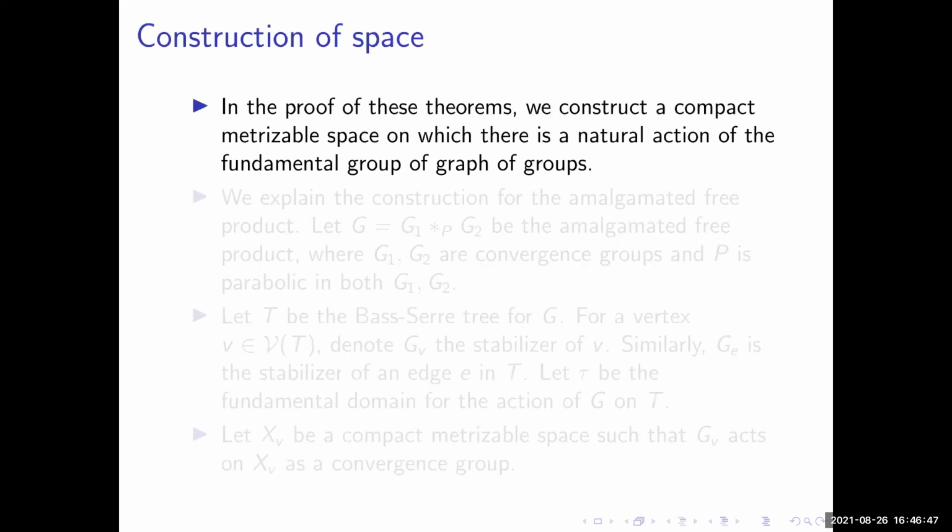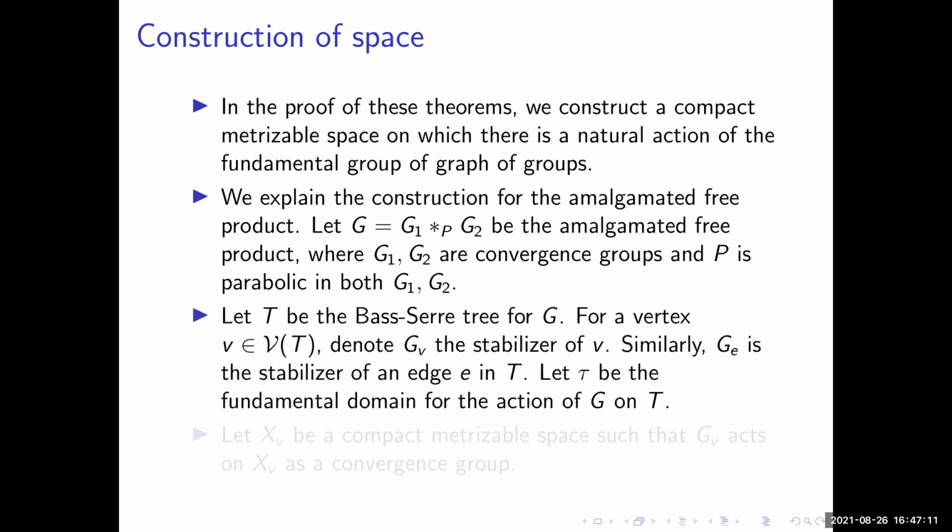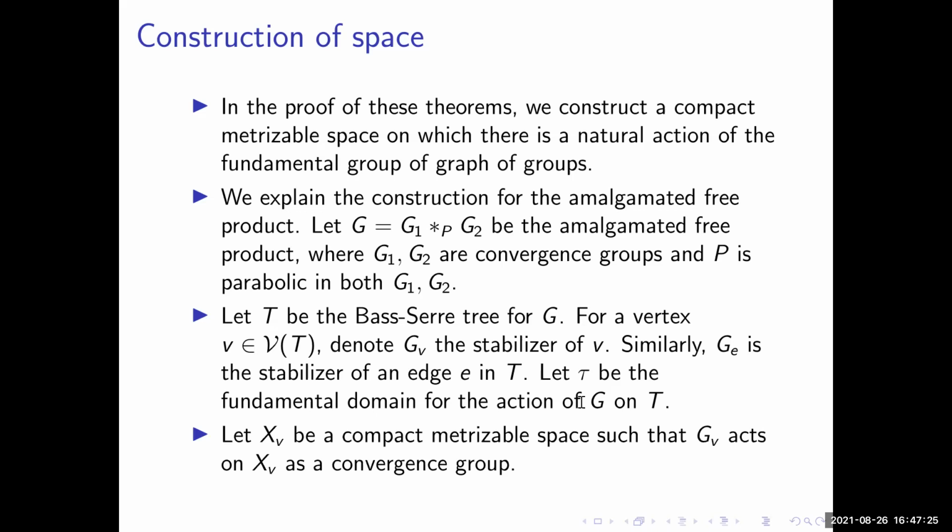All right, so this is the construction of this space. In the proof of this theorem, we construct a compact metrizable space on which there is a natural action. But we will restrict to the amalgamated free product case. Let G be the amalgam of G1 and G2, where G1 and G2 are convergence groups and P is parabolic in both G1 and G2. Let T be the Bass-Serre tree for G, and for a vertex V in the Bass-Serre tree we fix some notation. G_V is the stabilizer of V, G_E is the stabilizer of the edge E, and tau is the fundamental domain for the action. Let X_V be the compact metrizable space on which G_V acts as a convergence group.